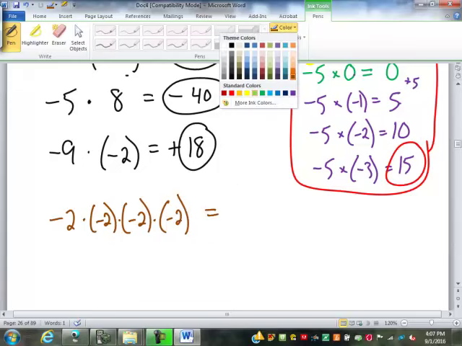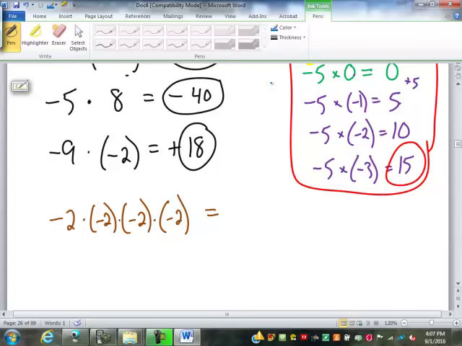Does stuff like that. When we multiply, well, actually, most of our operations are what we call binary operations. We can only work with two numbers at once. So that's all we're going to do. We're going to start with the negative 2 times negative 2, which is positive, right? And 2 times 2 is 4.